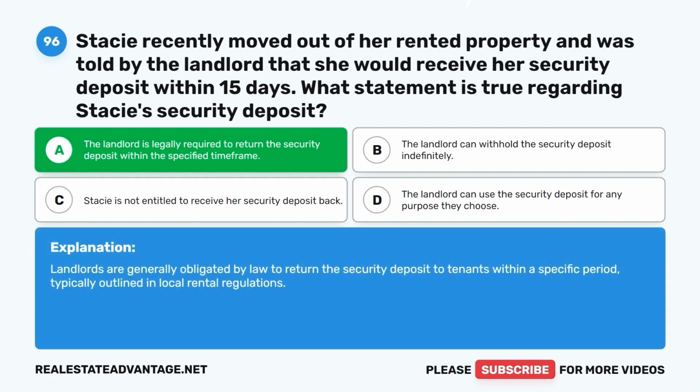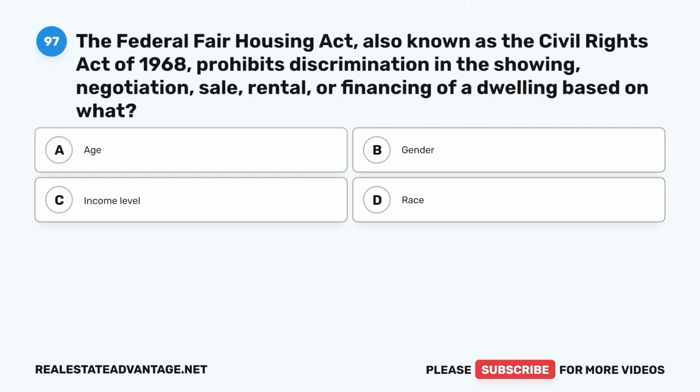Landlords are generally obligated by law to return the security deposit to tenants within a specific period, typically outlined in local rental regulations. Question 97. The Federal Fair Housing Act, also known as the Civil Rights Act of 1968, prohibits discrimination in the showing, negotiation, sale, rental, or financing of a dwelling based on what?